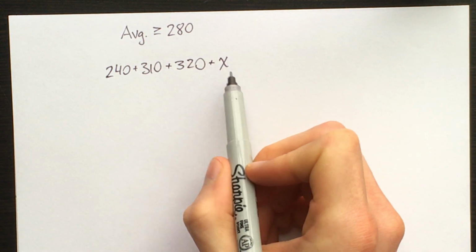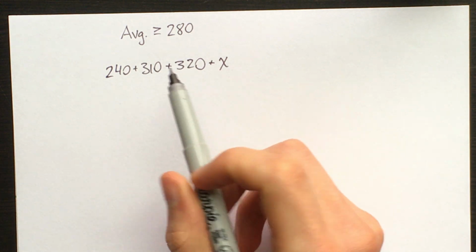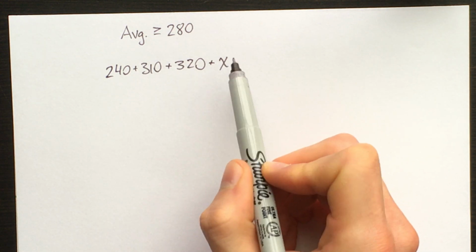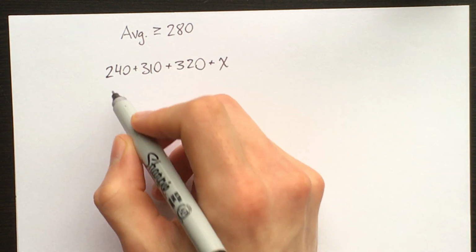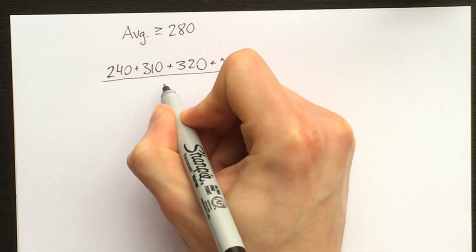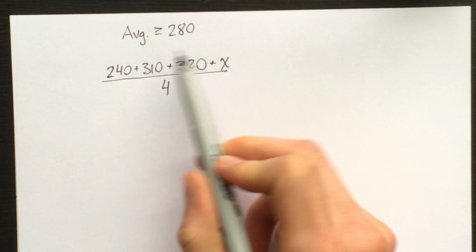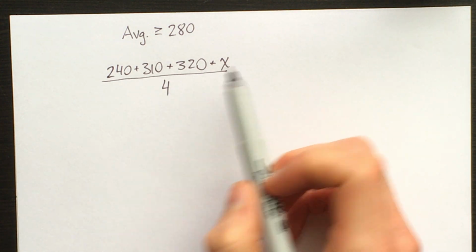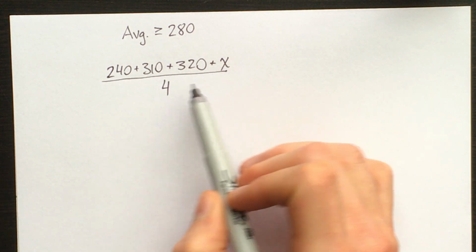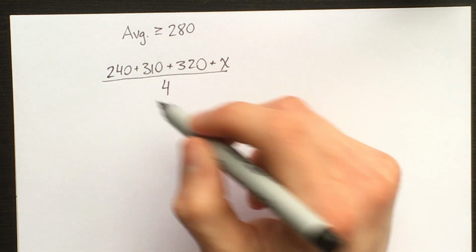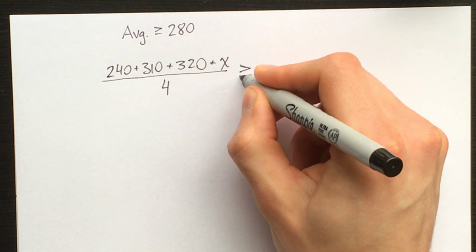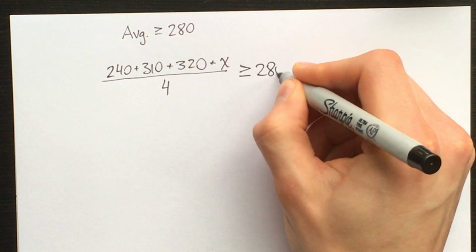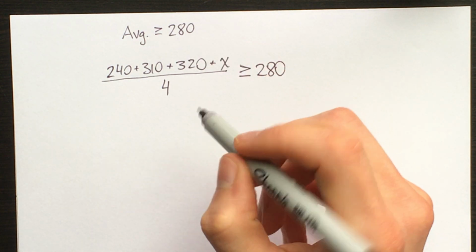This would be the sum of the miles that he biked over 4 weeks, however much X is, we don't know what it is. And all of this would be over 4, right? This gives you an expression for the average miles per week that he biked over the 4 weeks, because you add them all together and divide by 4. So we know that this value needs to be larger than or equal to 280, right? And from here, it's pretty simple.